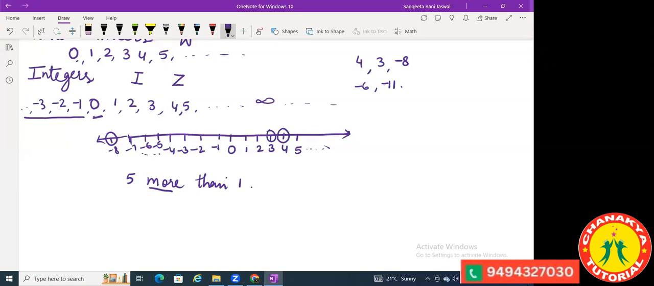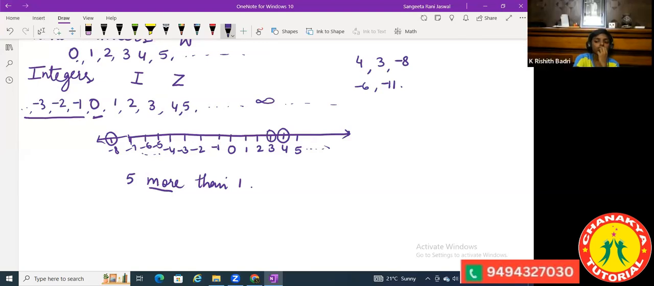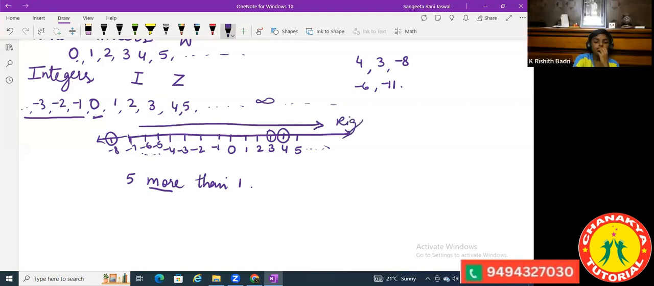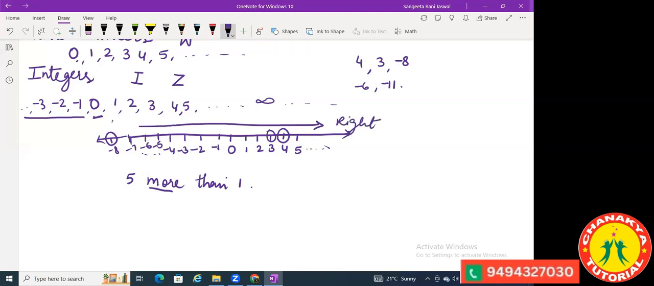Now, everyone, please listen here. Stop writing. Yes, ma'am. See the numbers, Divesh, stop writing. Numbers are increasing towards the right side. This is the right side. This is the left side. So numbers are increasing towards the right side.